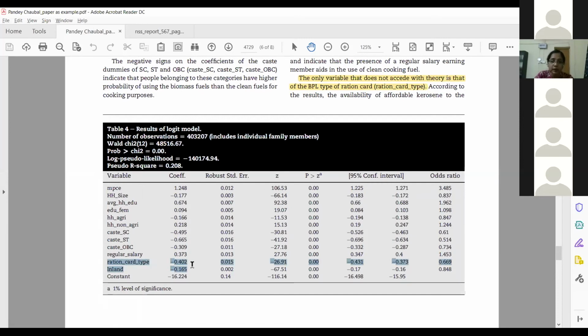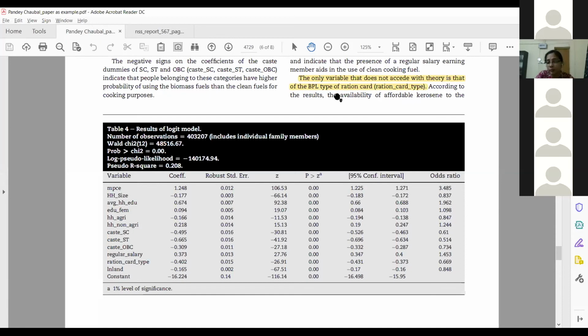So we ended up getting a negative coefficient here, which meant that if you were a BPL household, in terms of the ration card type, it would not have any bearing, or it would not promote the use of a cleaner fuel in the household. Now, why would that be the case? It's highlighted here that the only variable which did not work with theory was the BPL ration card type.